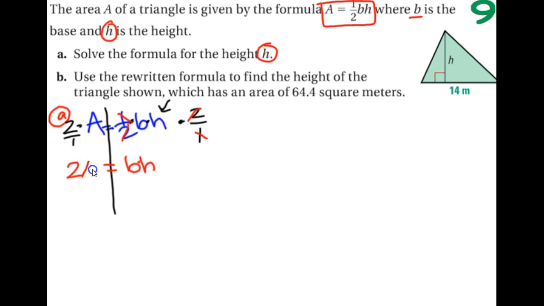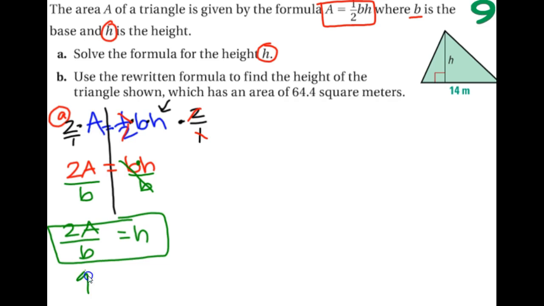2 times a is 2a. If we divide by 1, it's still 2a. So then last, to get h by itself, the opposite of multiplying by b would be dividing by b. Now we have h all by itself, and our answer is just 2a over b. It doesn't really matter what ends up on this side, as long as you have h all by itself.